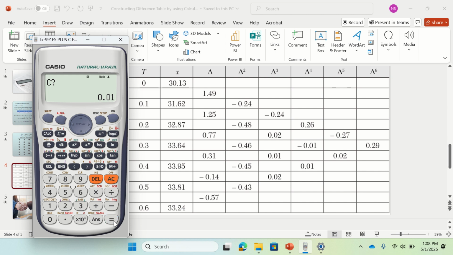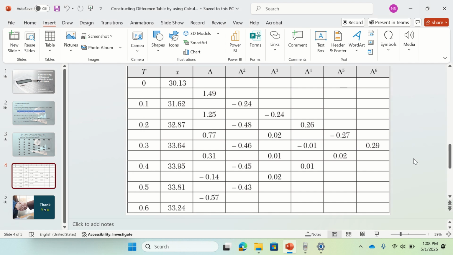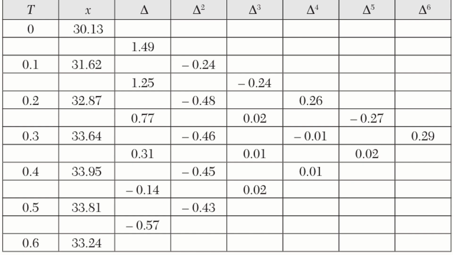So again, once you get to A with the formula, that is 0.27, and then you will take 0.02, and that's it. You don't need to take the value of C and so on. So that's the way to construct a difference table by using calculator. I hope you understood the method.